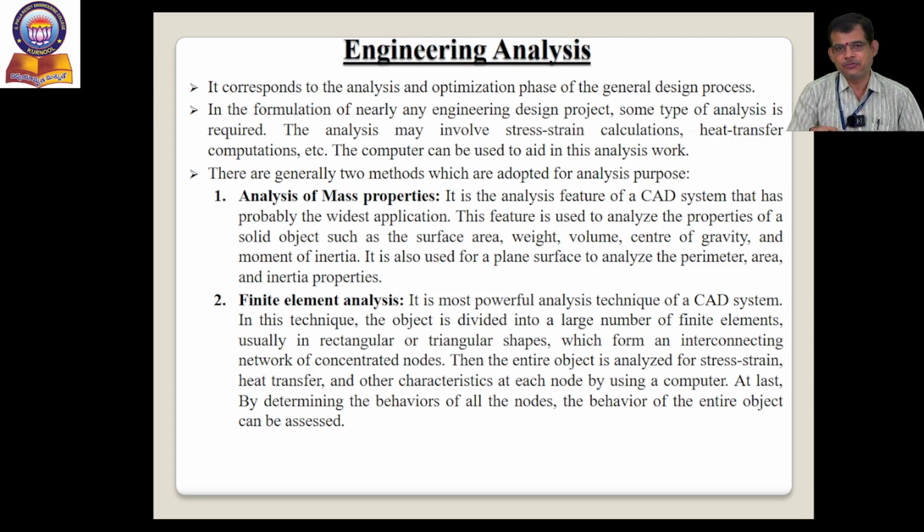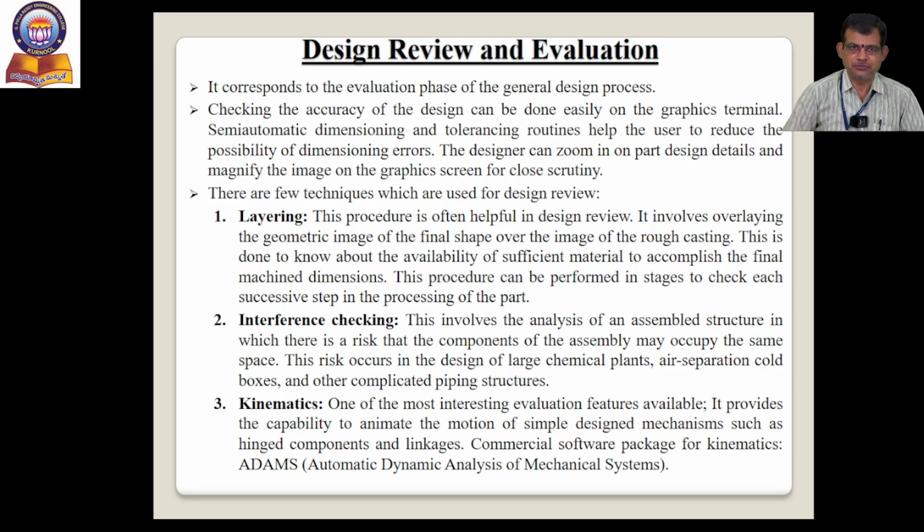At this stage, if you identify any errors, again you will refer back to the geometric modeling area. Again the designer will create some design alternative solutions. Again the iteration procedure starts. Once it is satisfied, the next step we call design review and evaluation. It corresponds to the evaluation phase of the previous basic general design process.